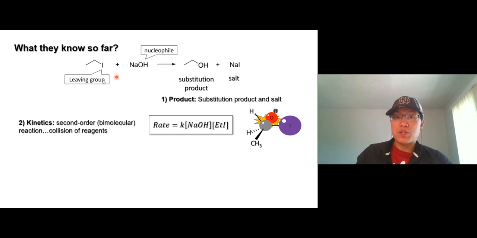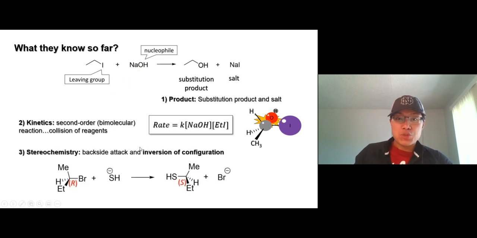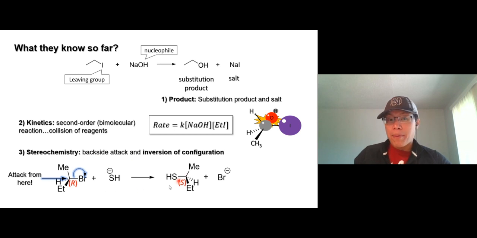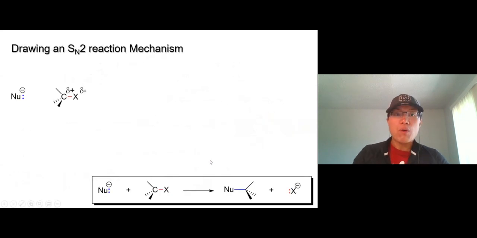There's direct collision between the two, and the stereochemistry suggests that the nucleophile approaches an alkyl halide from the opposite direction from the leaving group, and we call that a backside attack. As a result, the configuration of the product compared to the starting material is inverted, what we call inversion of configuration. From right here, let's take a pause and talk about how we draw an SN2 mechanism.